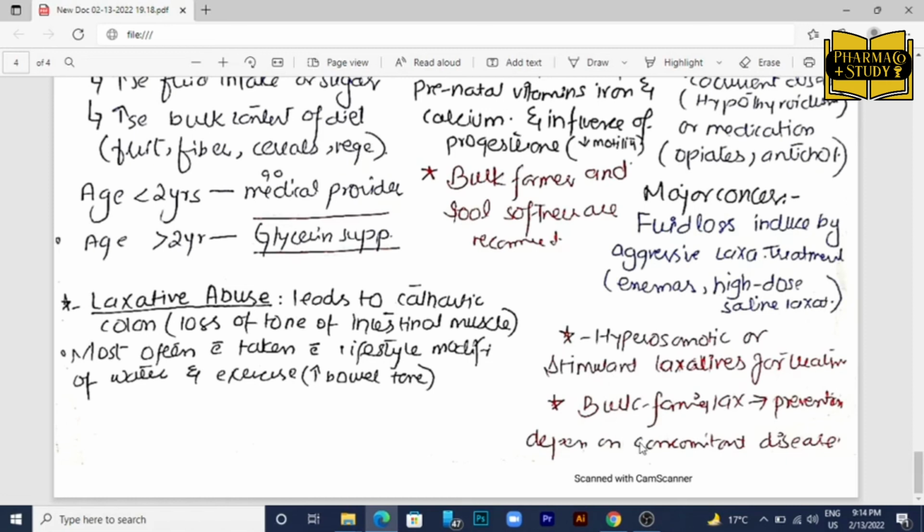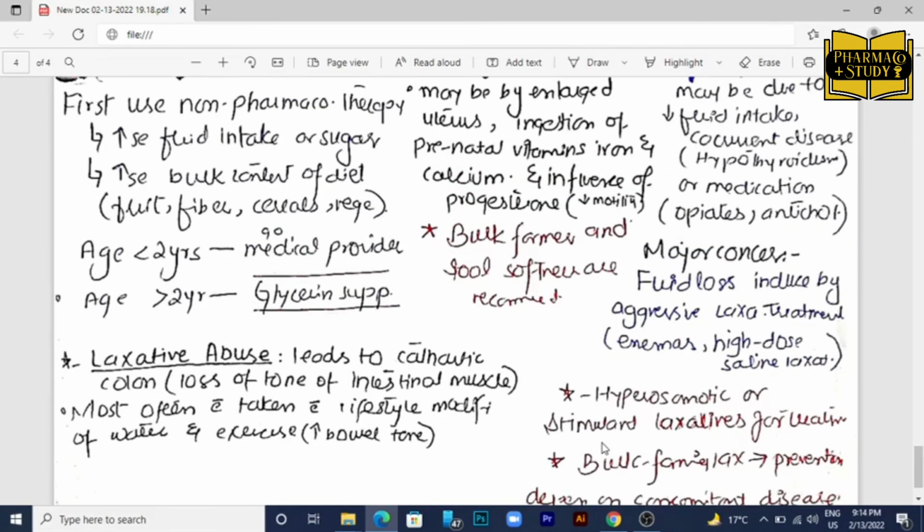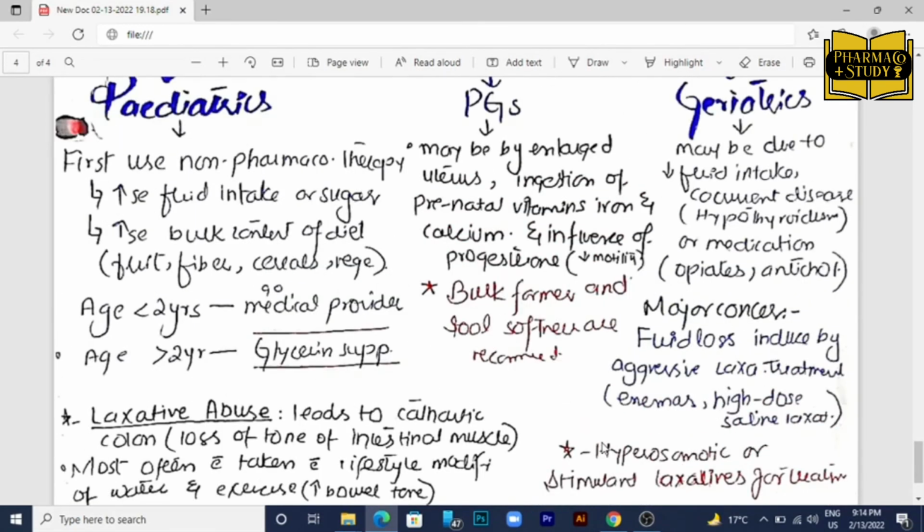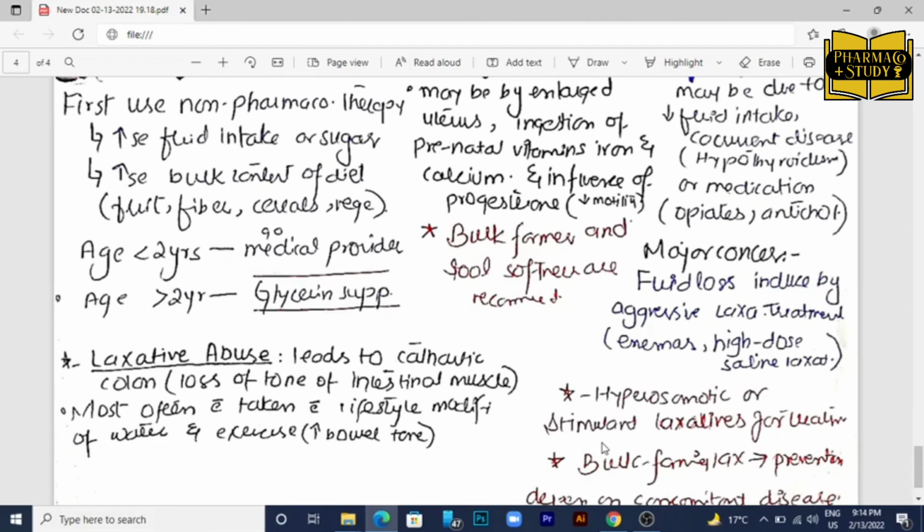While for prevention, bulk-forming laxatives are recommended, but it also depends upon the concomitant disease. While treating the geriatric patient, you should see 2 or 3 aspects. What are these aspects? Firstly, whether they are suffering from any concomitant disease or not, or whether they are taking any other medication. So you should design your regimen accordingly, according to the patient's age, the patient's condition, and the medications they are taking or cannot discontinue.